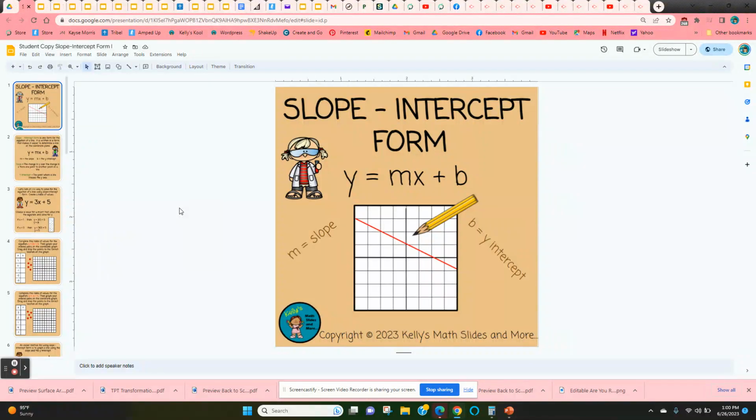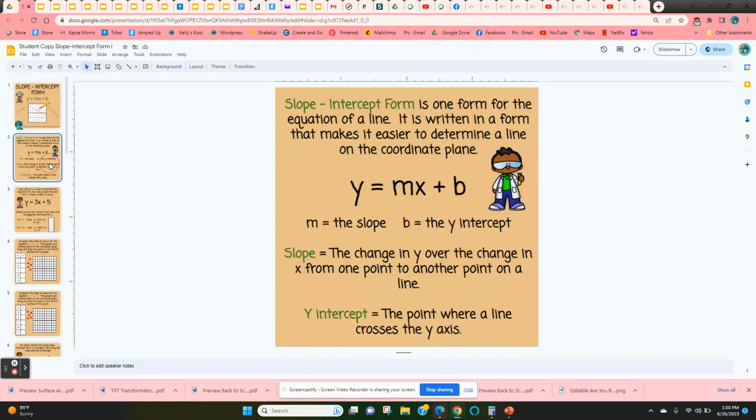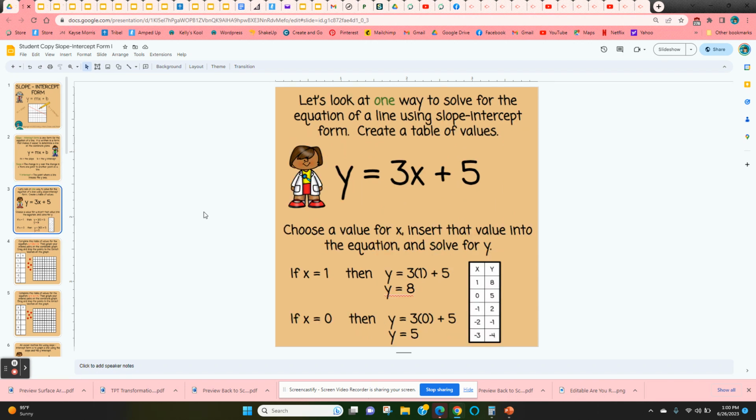Slope-intercept form. This is a digital lesson. It just starts with teaching the students what slope-intercept form is. It's the equation for a line in this format, y equals mx plus b, where m is the slope and b is the y-intercept. Then it gives students an example.